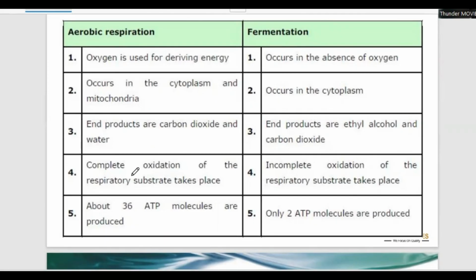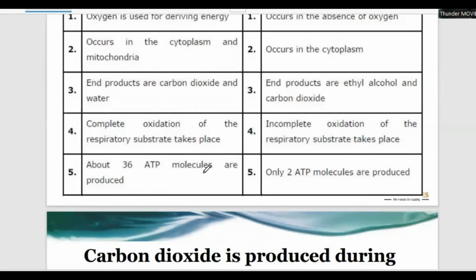Then the other side is oxidation of the respiratory substance. There is complete oxidation of these substances we use. Here, there is incomplete oxidation. Why? Because oxygen is not there. Then you produce 36 ATPs. Here, you only produce 2. Imagine. So it means that anaerobic respiration is very, very, very important.